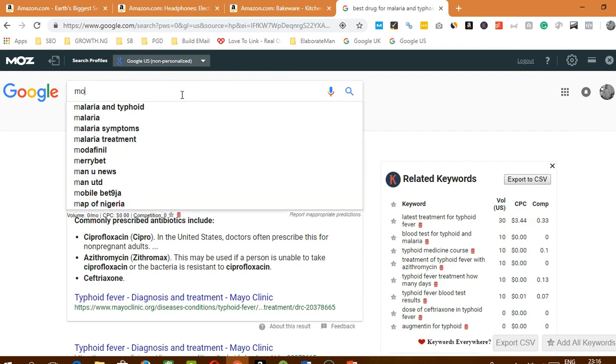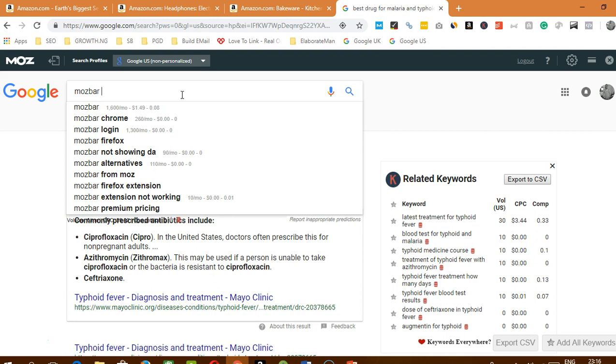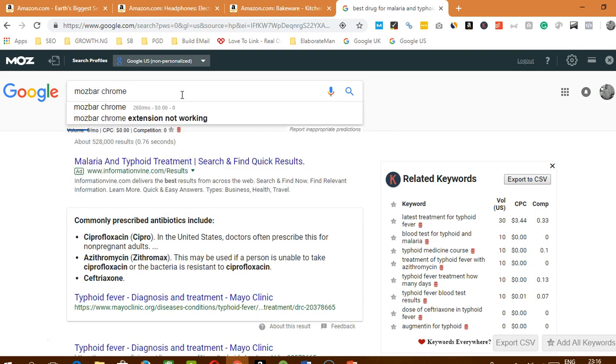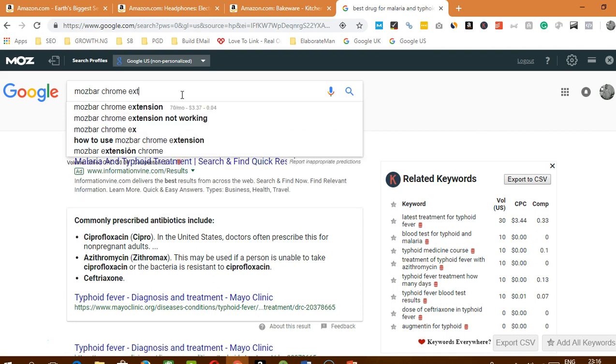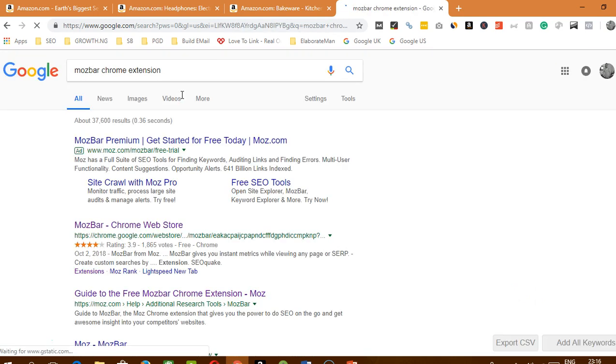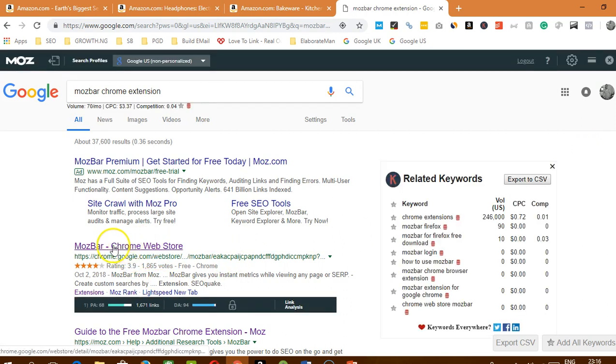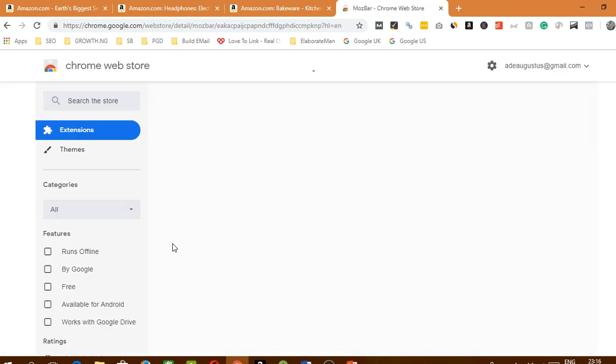Moz bar. Go to Google and search for Moz bar Chrome extension, if you're using a Chrome browser, which is what I really recommend. So, Moz bar Chrome extension. You come here and you click on the Moz bar Chrome web store.